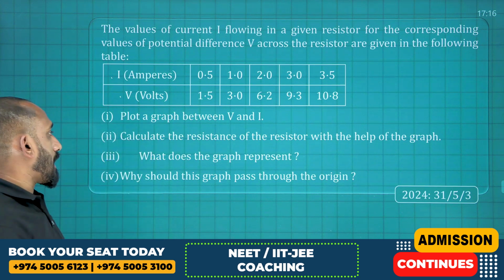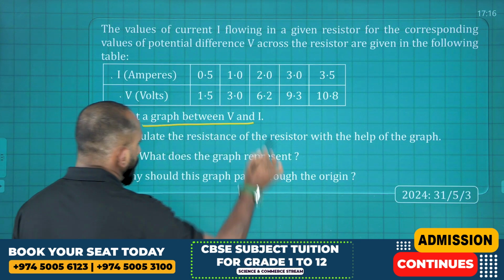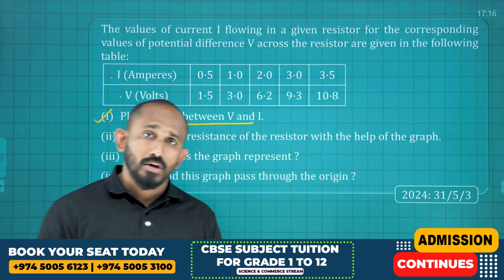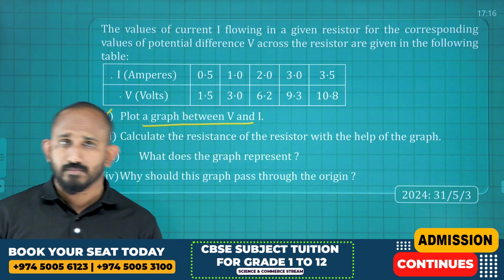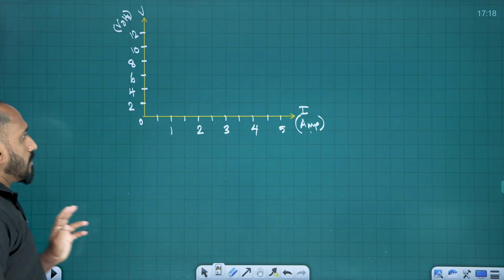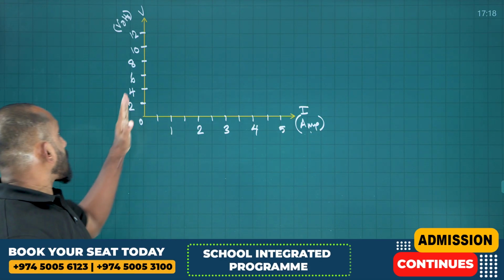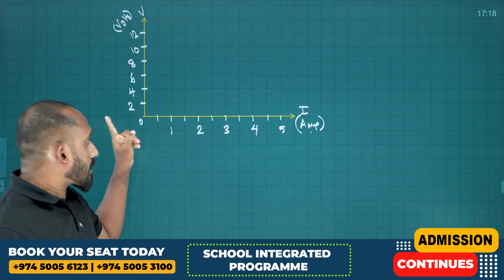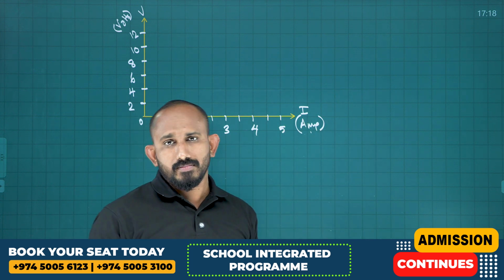Now, plot a graph between V and I. So it's regarding the relation between voltage and current, the Ohm's law experiment, you can say. One practical question is also arranged. So if we plot the graph here, we plot voltage on the y-axis and current on the x-axis.